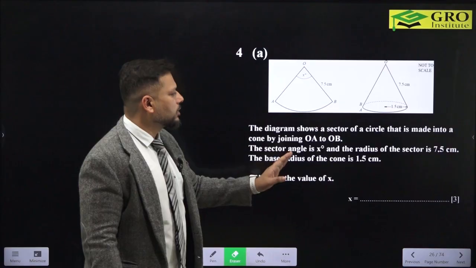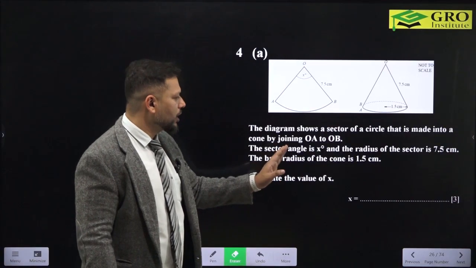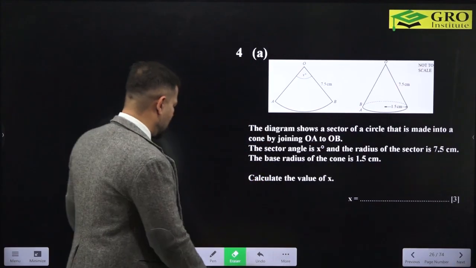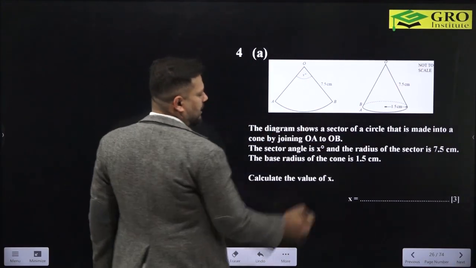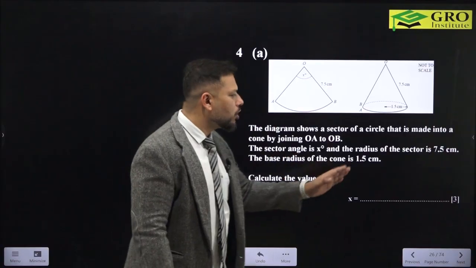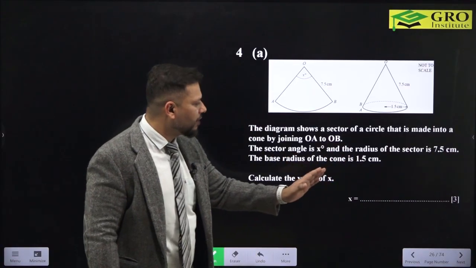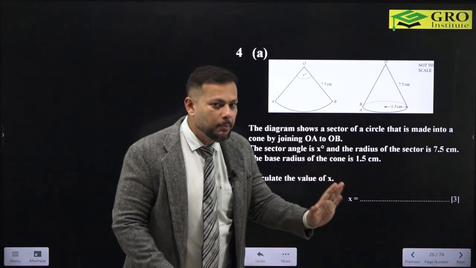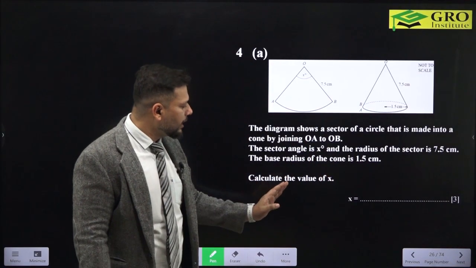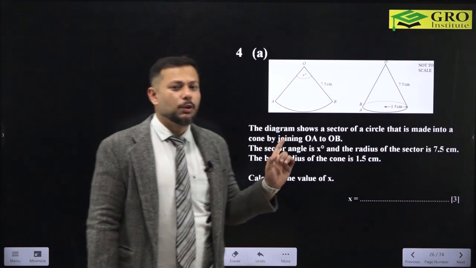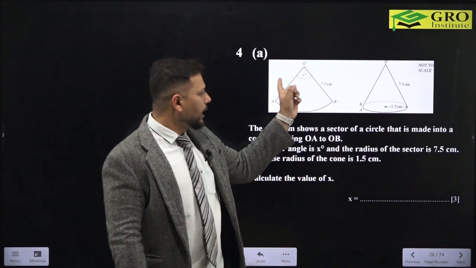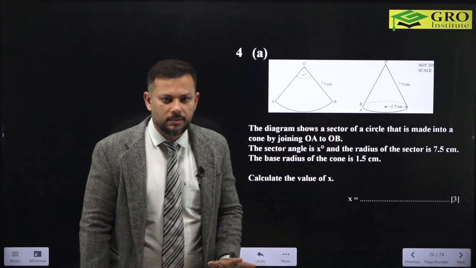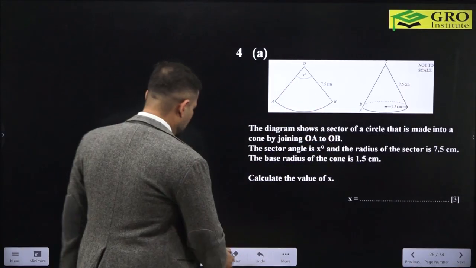Let us read the question. The diagram shows a sector of a circle that is made into a cone by joining OA to OB. The sector angle is x degrees. We are being given the sector angle here. This is x degrees, and the radius of the sector is 7.5 centimeter. The base radius of the cone is 1.5 centimeter. Calculate the value of x. That means they want us to find out the angle that is getting formed by the arc at the center of the circle, isn't it? Let us start doing it.